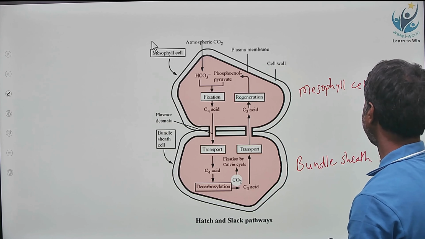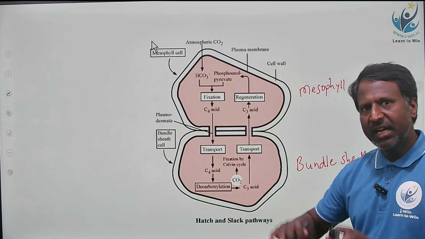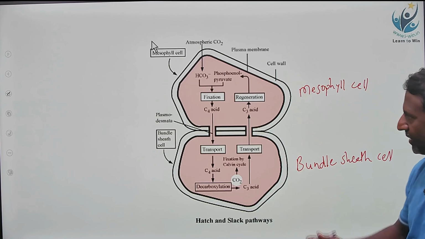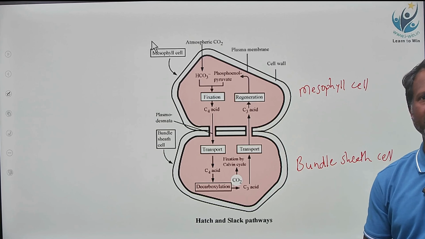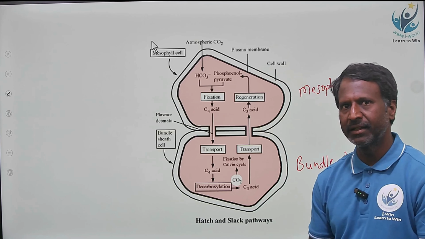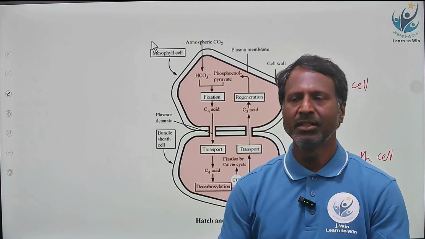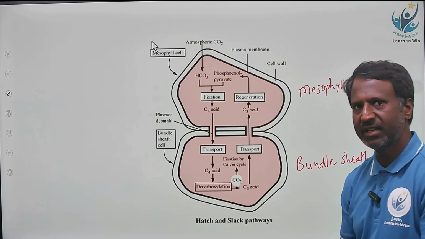This is a bundle sheath cell. If you observe the anatomy of these plants in which the C4 cycle is present, there are two types of cells present in the leaf anatomy. That anatomy, you can call it the Kranz anatomy, in which two types of cells are present.